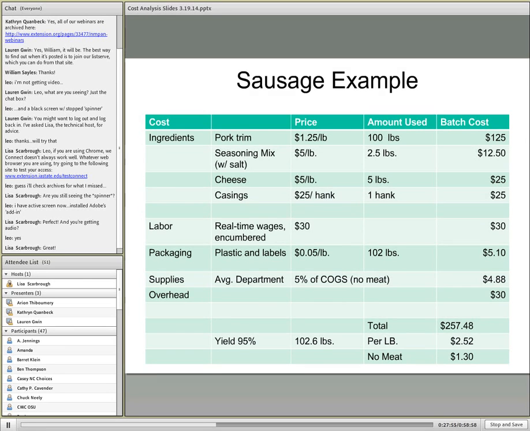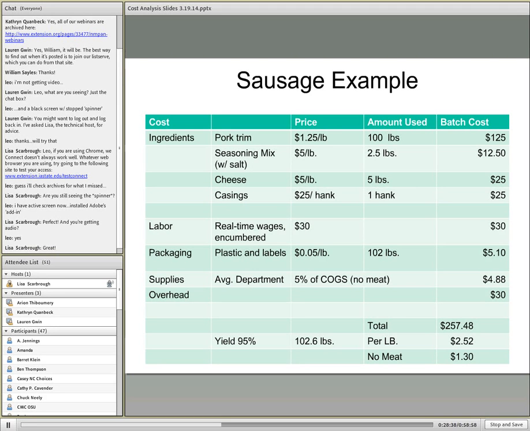And so you have your pork trim times the amount used. There's your cost of the batch, your seasoning mix, your cheese, your casings. Here's your labor, and that's important that that is an encumbered wage. So you pay somebody $10 an hour, it really costs you probably something like 12 to 13, because by the time you pay their workers' compensation, your share of FICA taxes, other benefits that you may offer, including health insurance. Lawrence Meats is big enough now that we're required to offer health insurance. Vermont Pack House will offer health insurance. And so you need to know what that real number is.